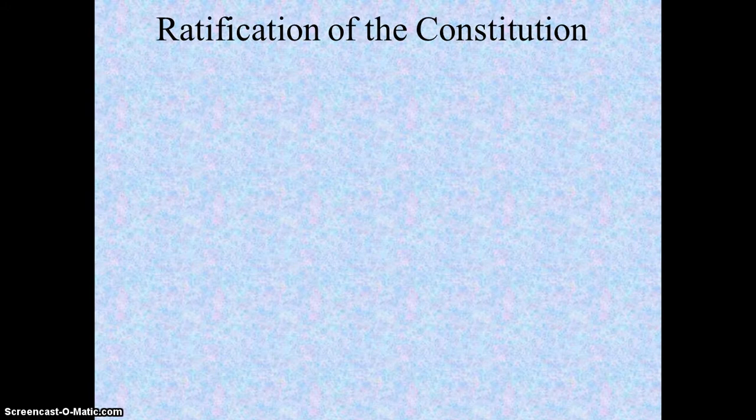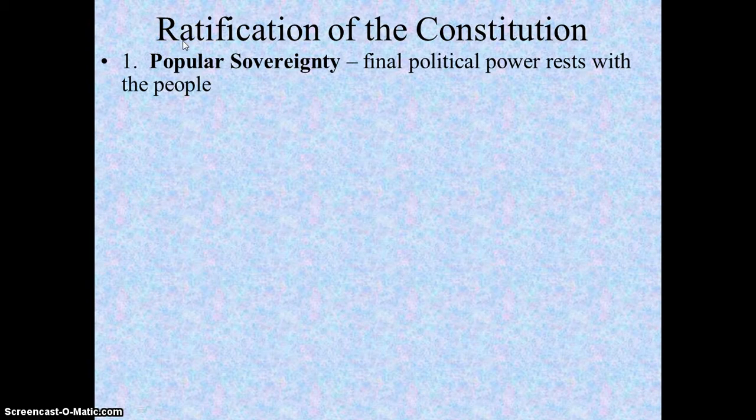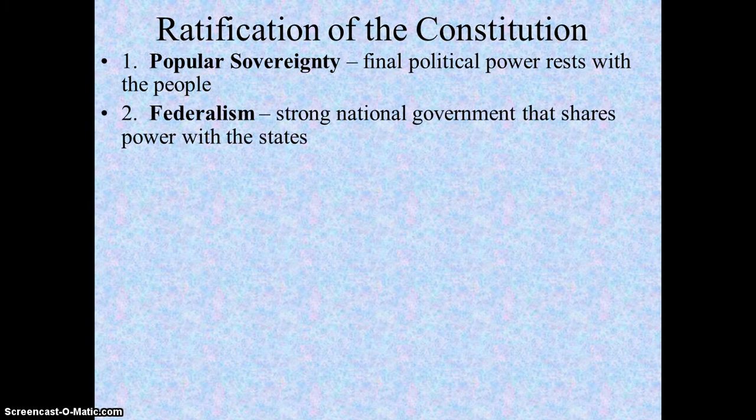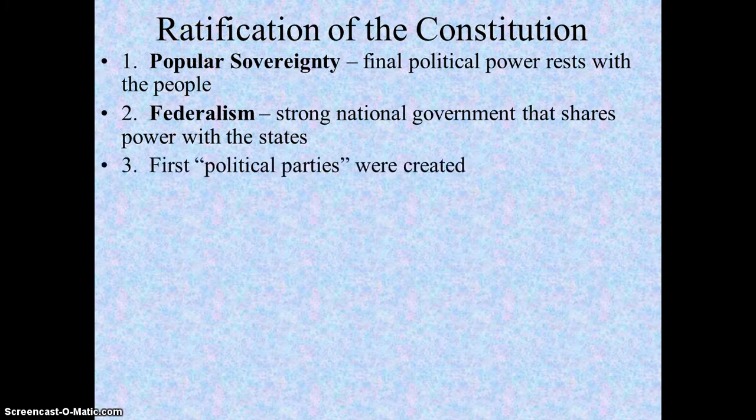Ratification of the Constitution. Ratification, approval. It was important that although they wanted the national government to be strong and have a healthy balance between national and state governments, we still maintained popular sovereignty, where the final political power rests with the people. And a sense of federalism, with a strong national government that shares powers with the states. This is where you're going to find your first political parties.